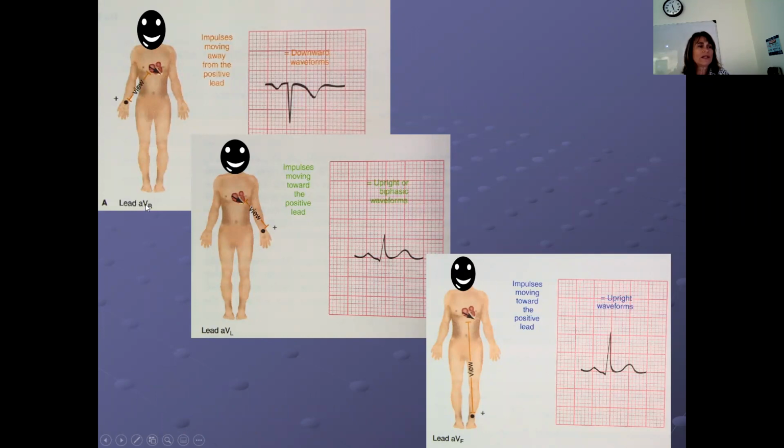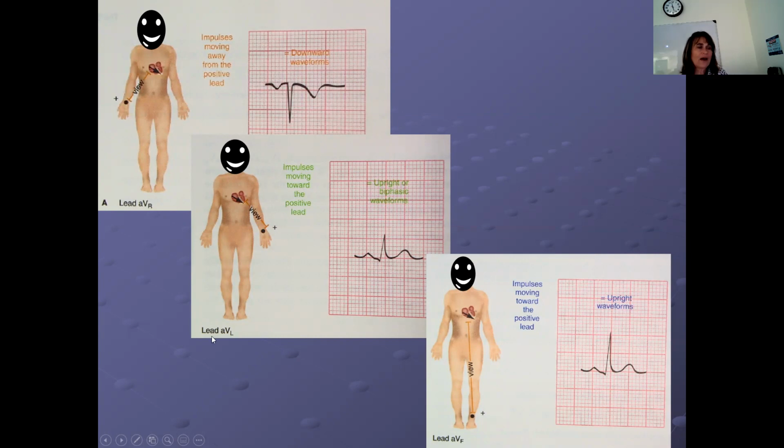So augmented V lead, right arm, it shows the lead. Here it's showing it on the wrist. And it's viewing the base of the heart. When you look at the QRS, it's going to have a downward deflection, and that's because the heart's depolarizing away from the right side of the body. So any positive lead on the right side, you're going to get this downward deflection.